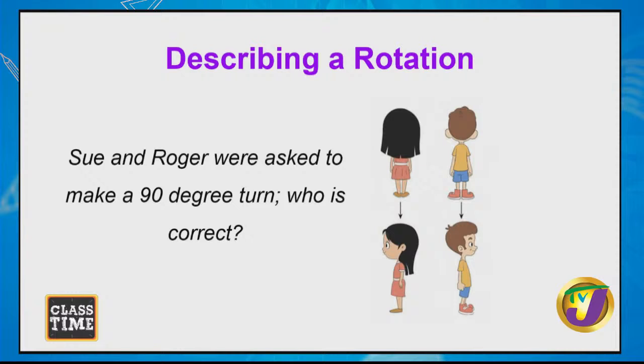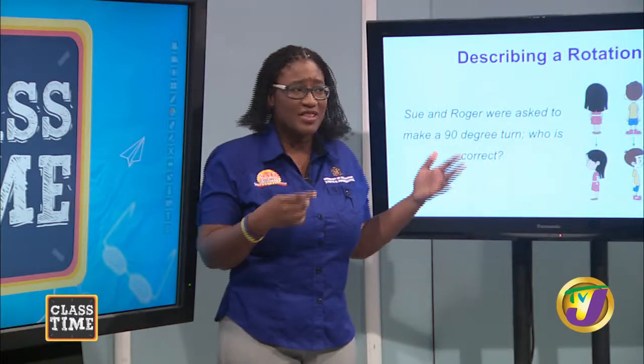Come to think of it, Latoya, Roger actually looks like he made a 90-degree turn as well. He did. So are we saying that they both made 90-degree turns? They did. So it means that something is missing then, because we need to have something a little more precise in order to follow this instruction.